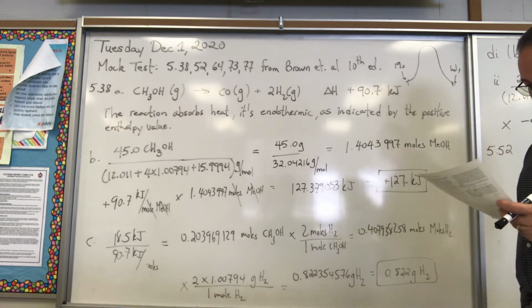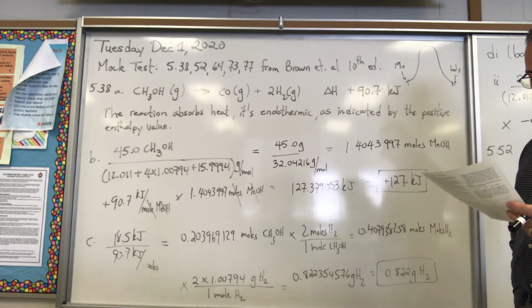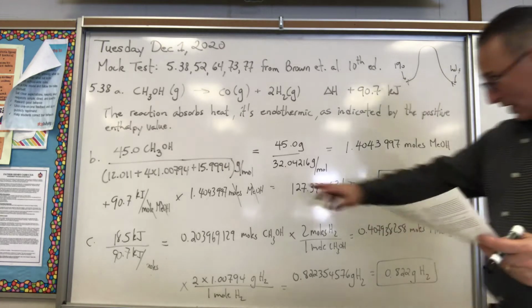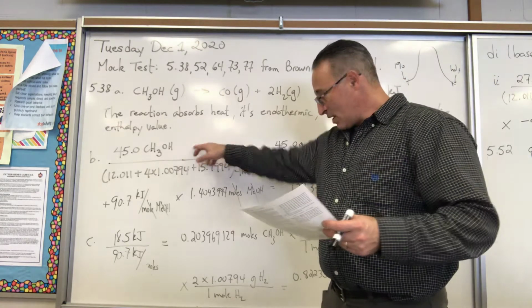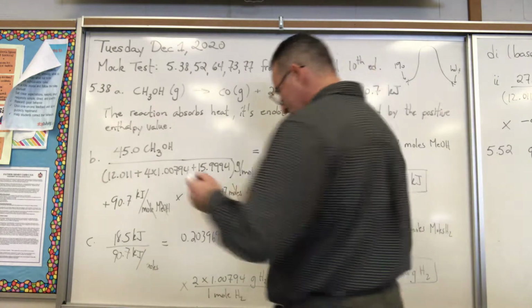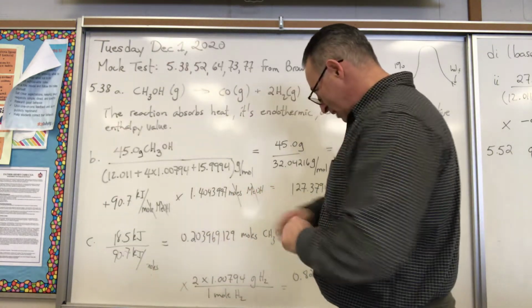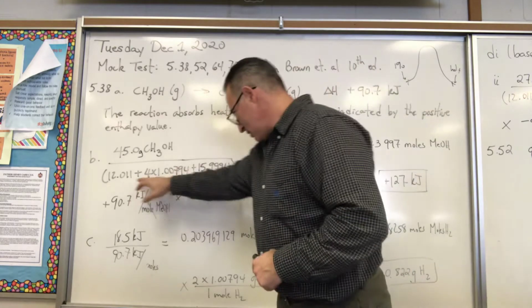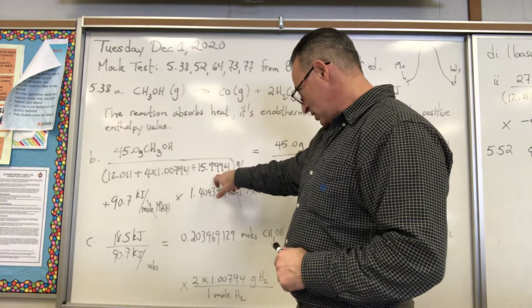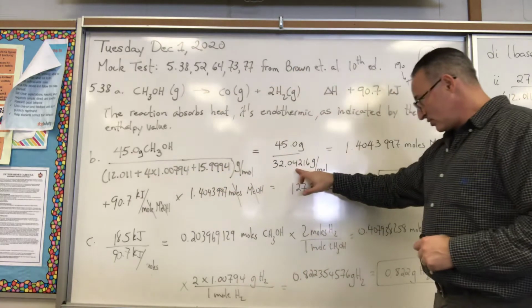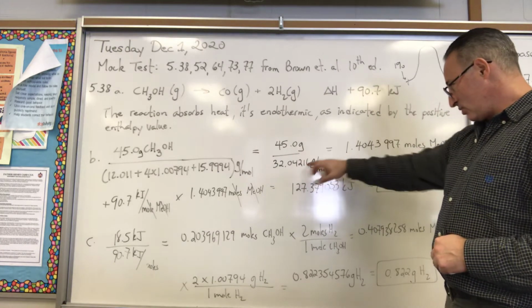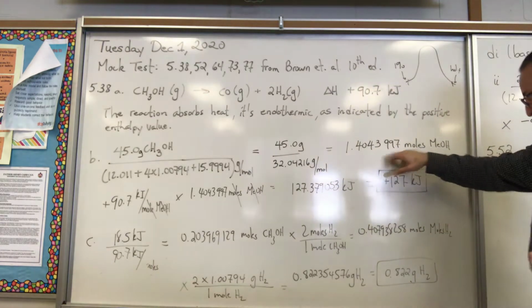Part B asks, calculate the amount of heat transferred when 45 grams of methanol is decomposed by this reaction at constant pressure. So I calculated 45 grams of methanol, which I forgot to put grams for. And I divided by the molar mass of methanol, which is made of carbon, hydrogen, and oxygen. Molar mass of methanol is 32. 45 grams divided by 32 grams gives you a little bit more than a mole, 1.4 moles of methanol.